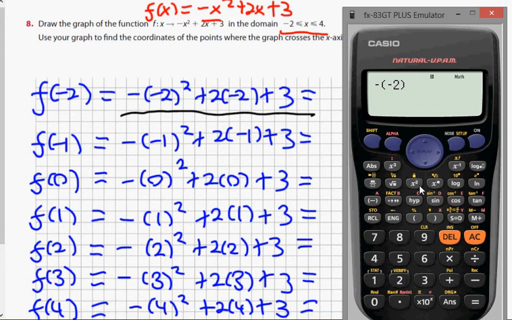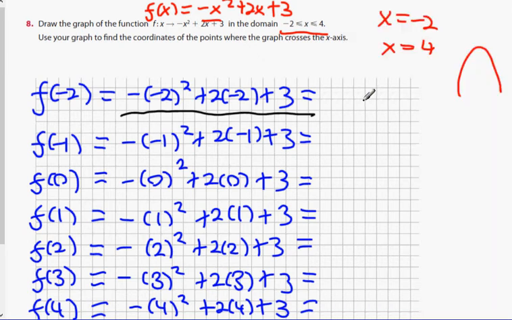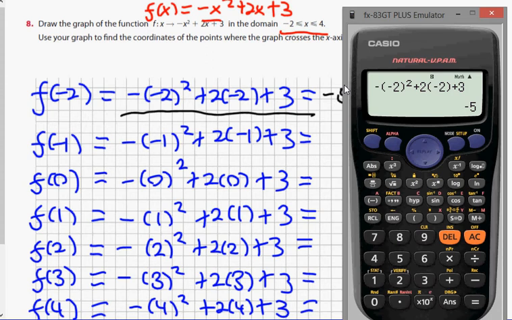So you'd have to do something like this. Plus 2 times -2 plus 3. The answer to the first one is -5. Now what does that mean about the first point? The first point is -2, -5. Yeah? But lucky for us, we don't have to do all that. We don't have to do all the calculations separately. What we can do is this.